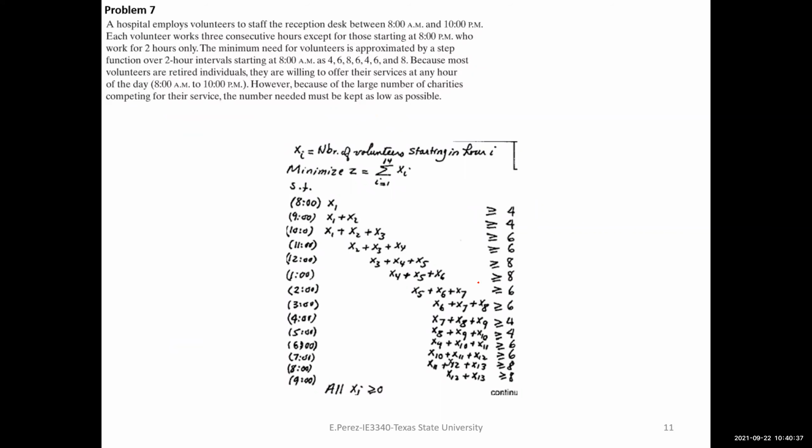Okay, here we have a scheduling problem, similar to the problems that we cover in class. A hospital employs volunteers to staff the reception desk between 8 and 10 p.m. Each volunteer works 3 consecutive hours, except for those starting at 8 p.m., who work 2 hours only. The minimum need for volunteers is approximated by a function over 2-hour intervals, 8 a.m.